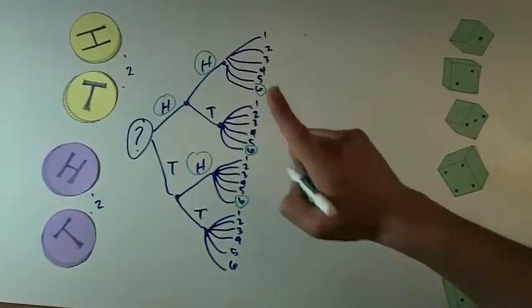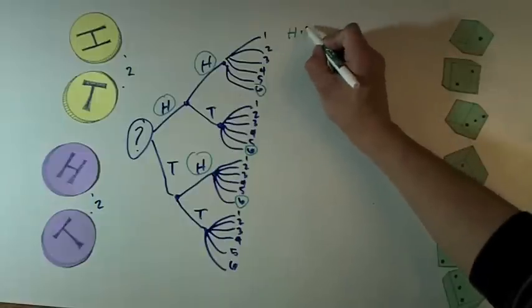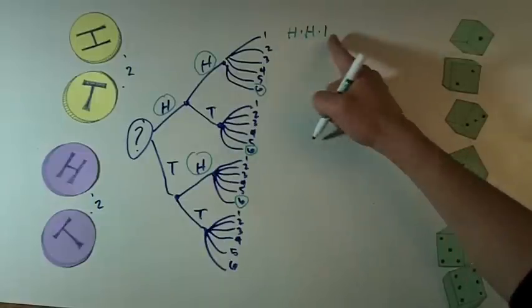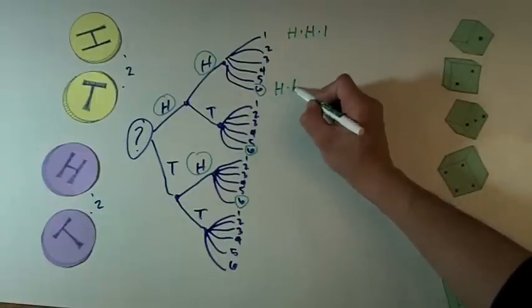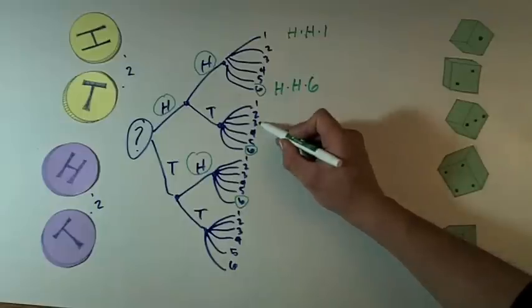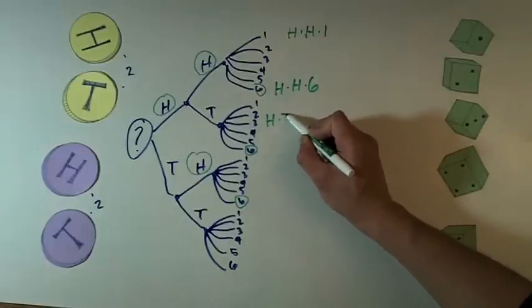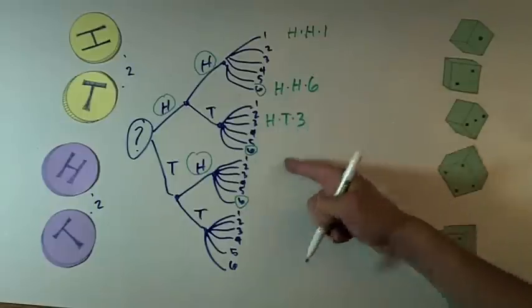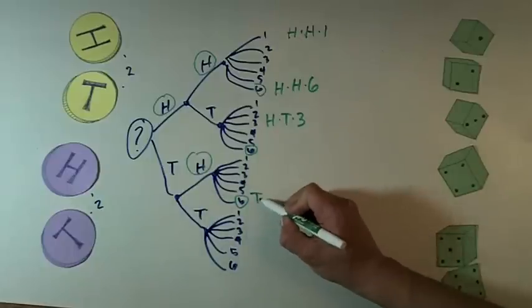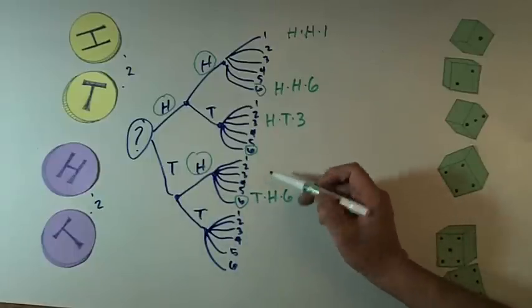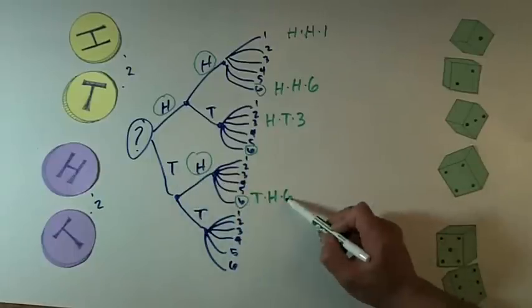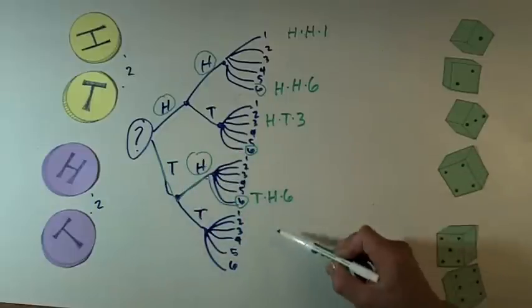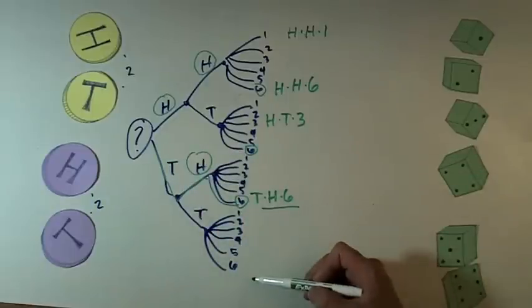Now, each one of those lines represents a certain combination. So we have heads, heads, and roll the die of 1. So if you flipped it a couple times, you get these different combinations. I'm just pointing out a couple here. So this is heads, tails, and a 3. And this last one here is tails, heads, and 6. So if we go back here, you go down tails, heads, and a 6, and that's how you get to that spot.